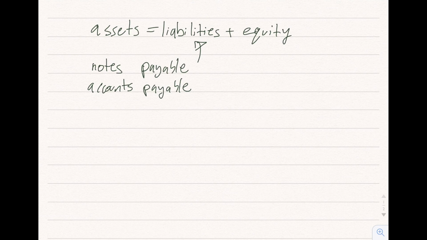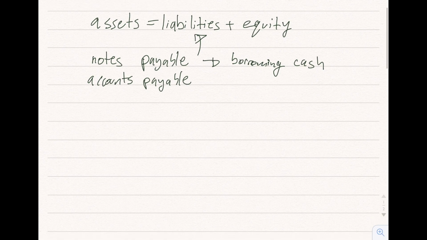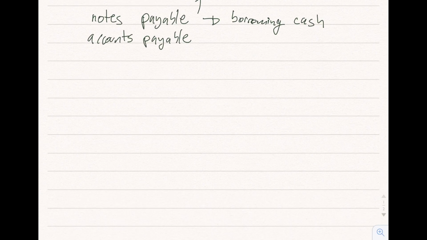When you buy something on credit, meaning you're going to pay later, you on your balance sheet would record an accounts payable. A note payable is a little different. Rather than having bought something already and owing a debt for that, with a note payable, you are borrowing cash. And the note represents that, okay?